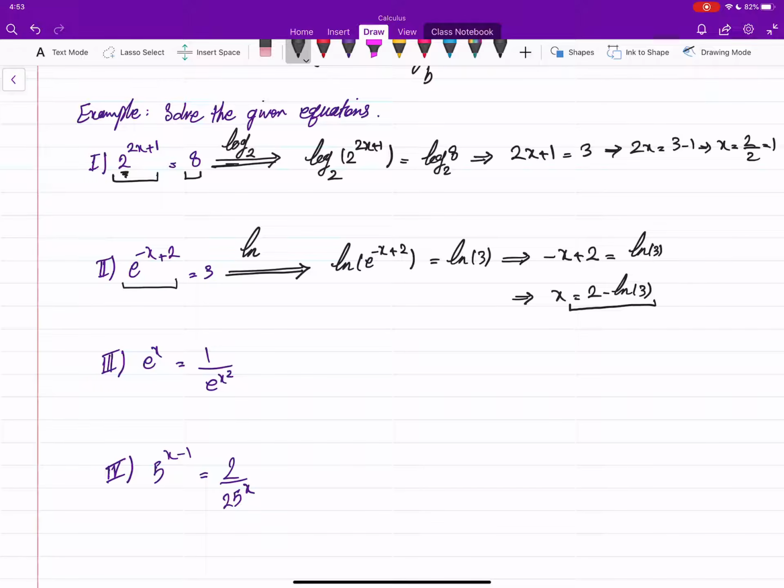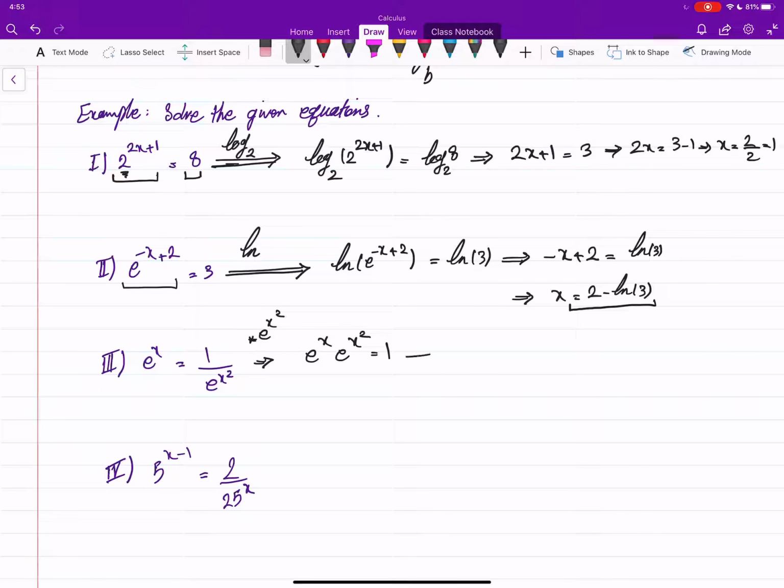When you look at the third example, you will notice that there are e to the power x terms on both sides. In these cases, you first have to try to turn it into the easy cases we had in examples 1 and 2, meaning bring all the exponential terms to one side with one base. In this case, I can multiply both sides by e to the power x squared. So we get e to the power x times e to the power x squared equals 1.